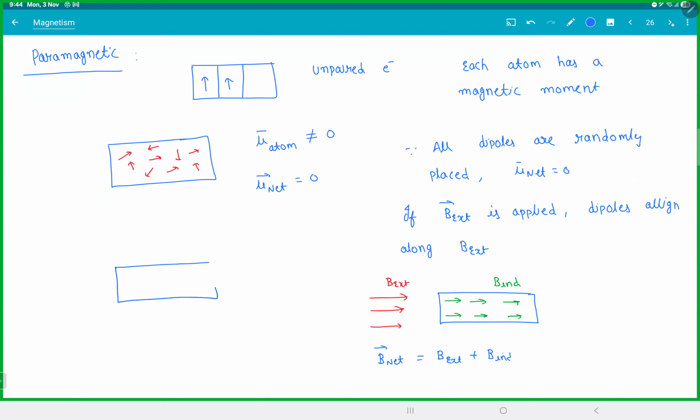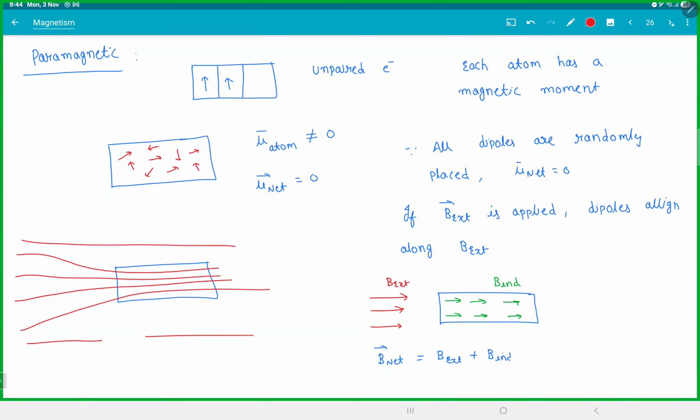And if you try to look at the field lines picture, there have been questions like this also. They'll ask which of the following is a diagram for paramagnetic materials. So these lines will actually get pulled in. The lines which are closer will just try to get closer to this. B increases.